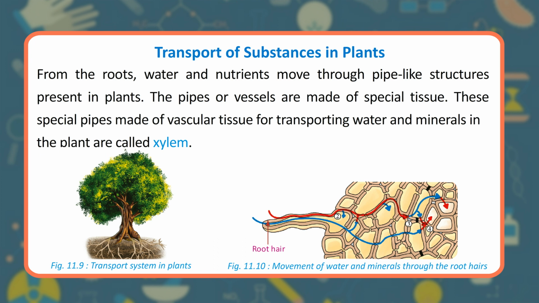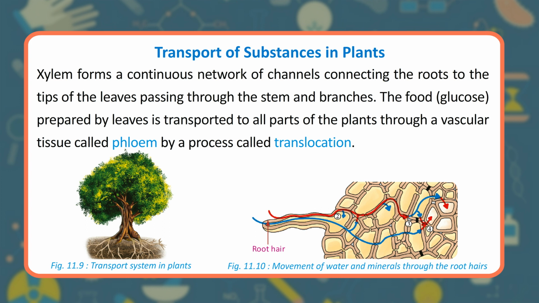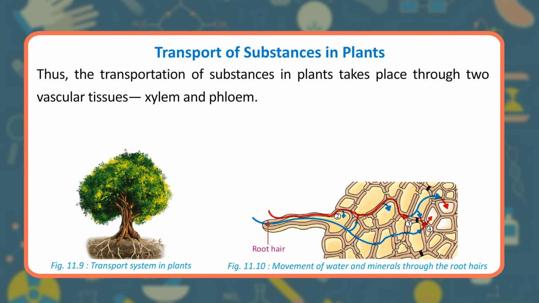From the roots, water and nutrients move through pipe-like structures present in plants. The pipes or vessels are made of special tissue. These special pipes made of vascular tissue for transporting water and minerals in the plant are called xylem. Xylem forms a continuous network of channels connecting the roots to the tips of the leaves passing through the stem and branches. The food, glucose, prepared by leaves is transported to all parts of the plants through a vascular tissue called phloem by a process called translocation. Thus, the transportation of substances in plants takes place through two vascular tissues, xylem and phloem.